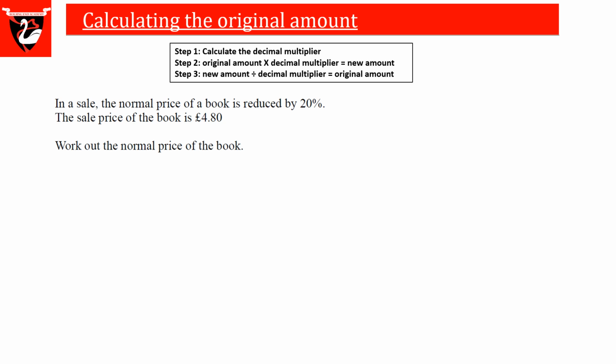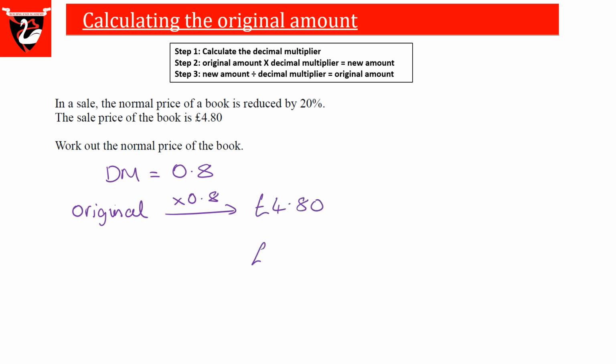One more question, this time it's a reduction. So our decimal multiplier in this instance, because it's a 20% reduction, is going to be 0.8. We start with our original, we'd multiply by 0.8, giving us our new price of £4.80. We reverse our equation, so we've got £4.80. We're going to divide by 0.8 in this case, giving us an original price of £6.